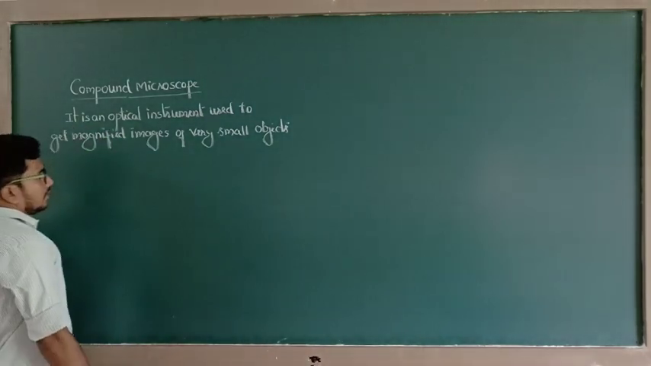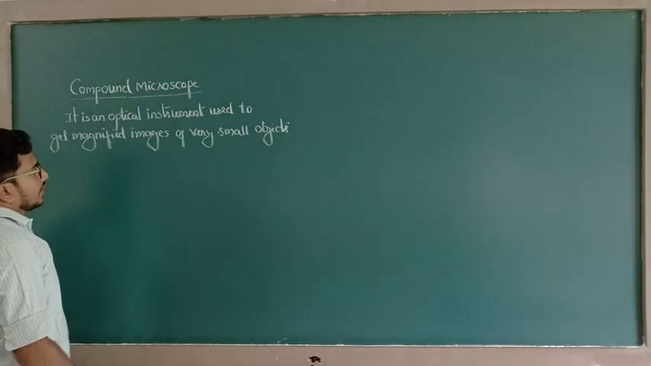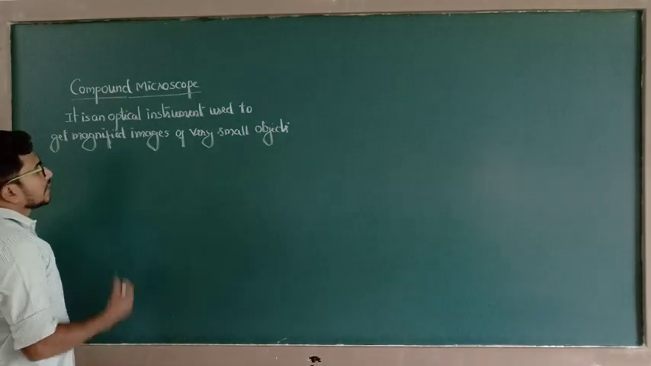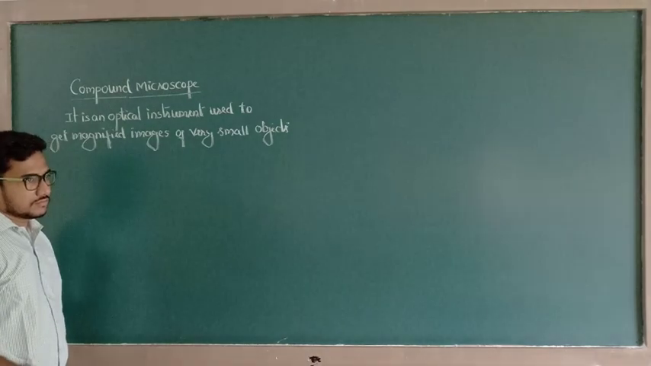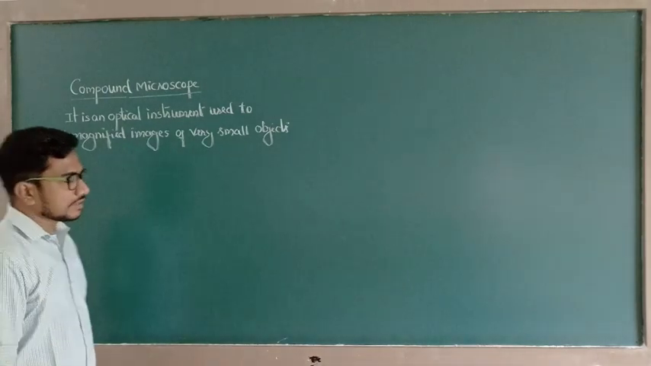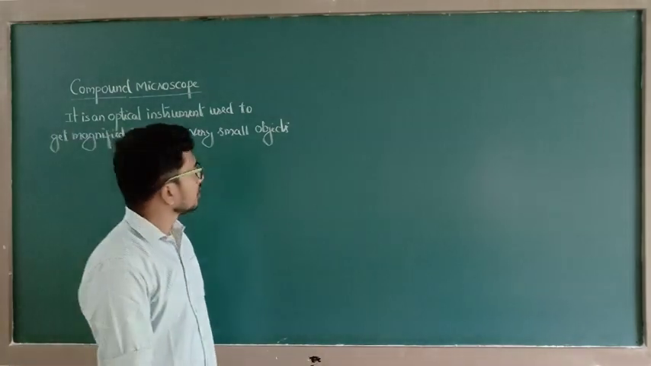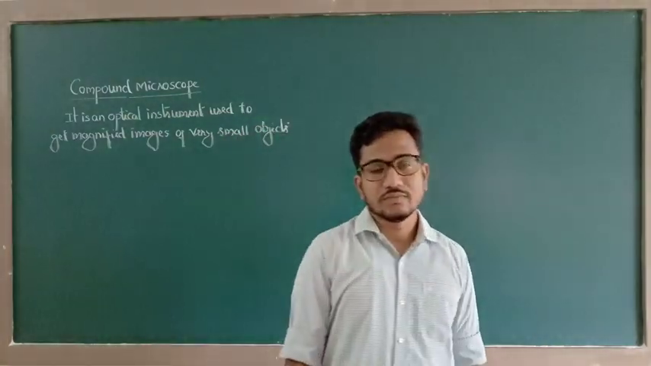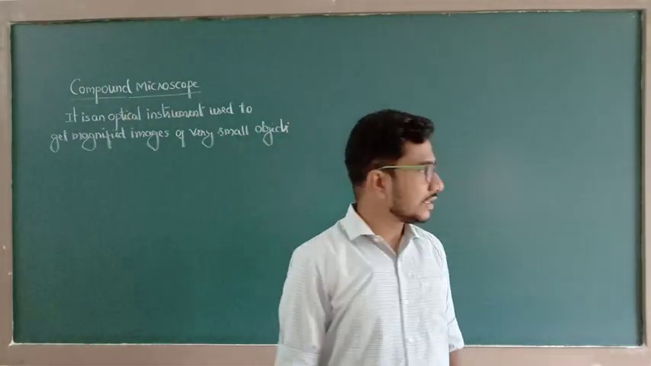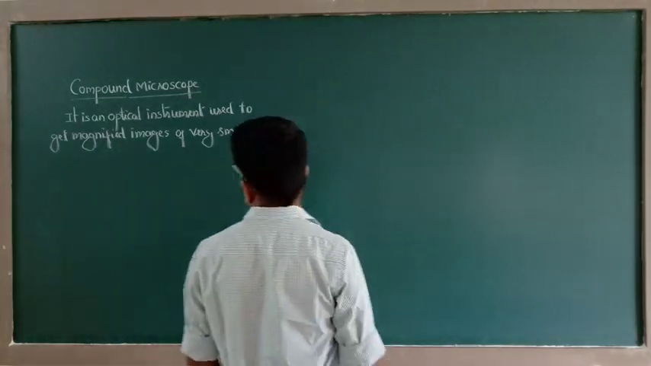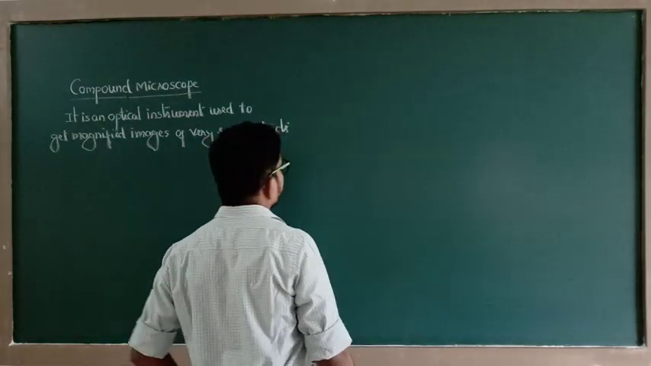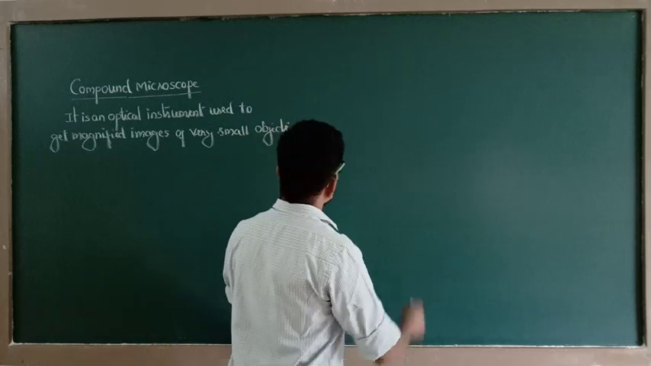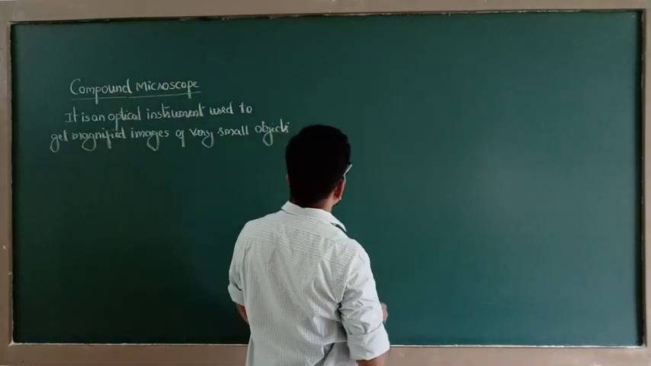Now, I already told you, here one lens compounds the effect of another lens. For that reason this microscope is known as a compound microscope. Let us consider the experimental arrangement of this compound microscope. It contains two lenses.